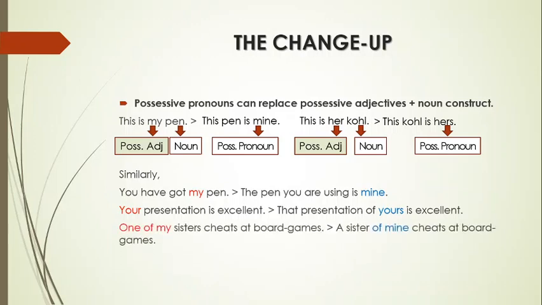Finally, one of my sisters cheats at board games. It becomes a sister of mine cheats at board games. So you see, of and then a possessive pronoun can come near the beginning as part of a phrase. Otherwise, they always come at the end.